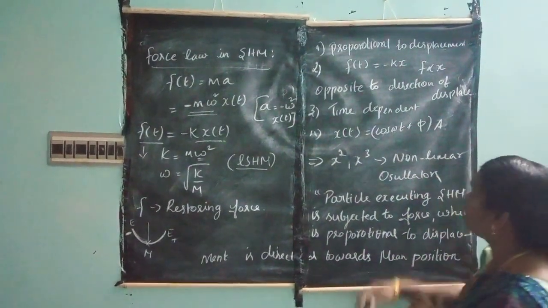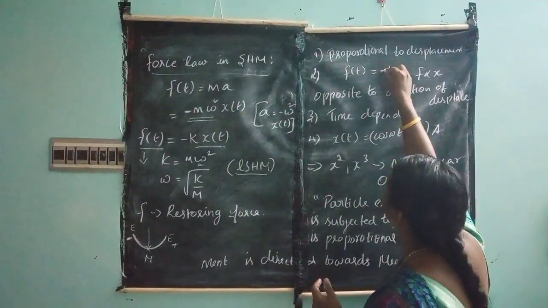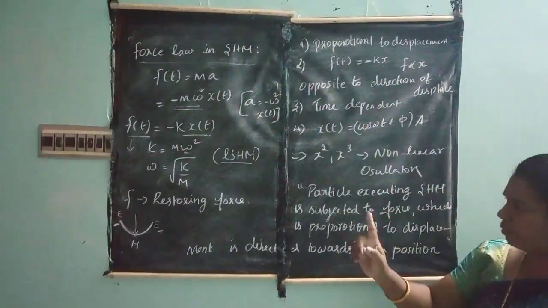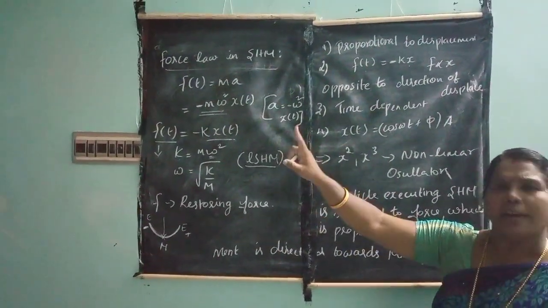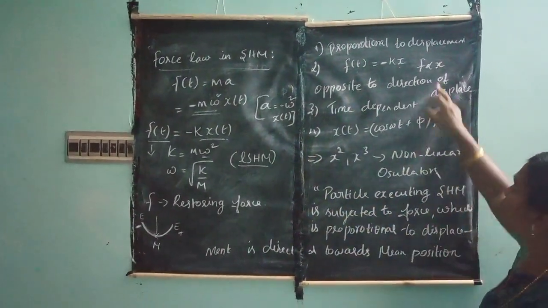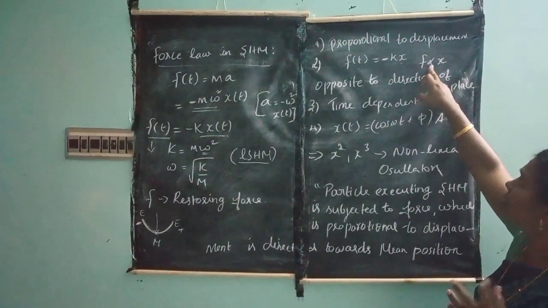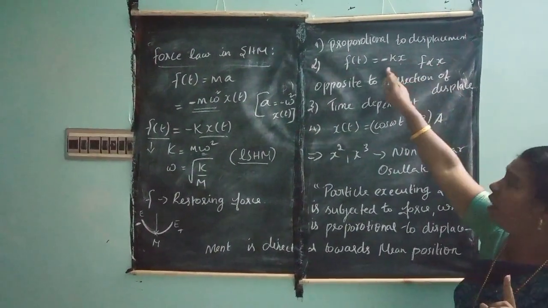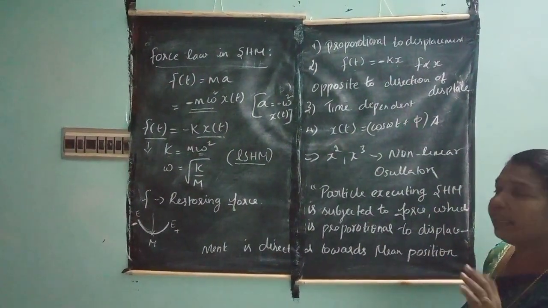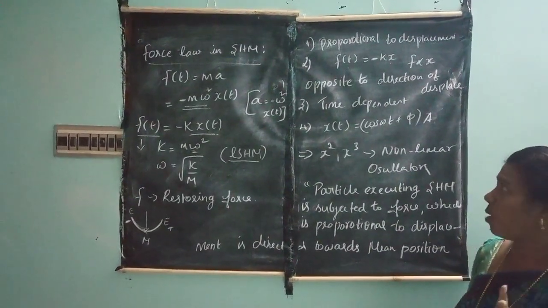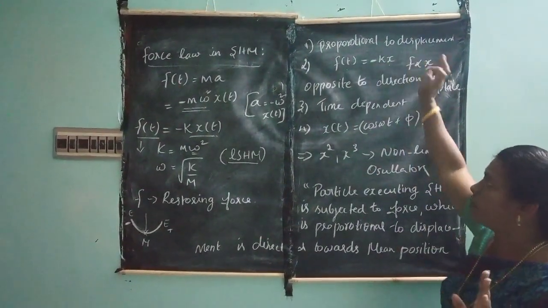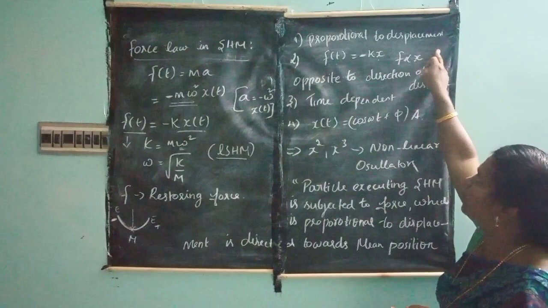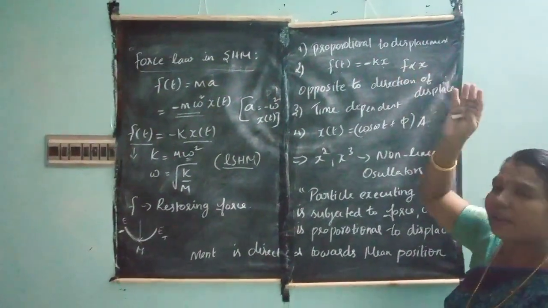That is very important. Why I am denoting negative: if I apply the force, the displacement happens in the opposite direction. I touch the force here, but the object moves in the opposite direction. As I already said, force is directly proportional to displacement, so to remove the proportionality I write minus k into x, where k is the force constant. So the first point: the restoring force is always proportional to displacement, and that force is always in the opposite direction.